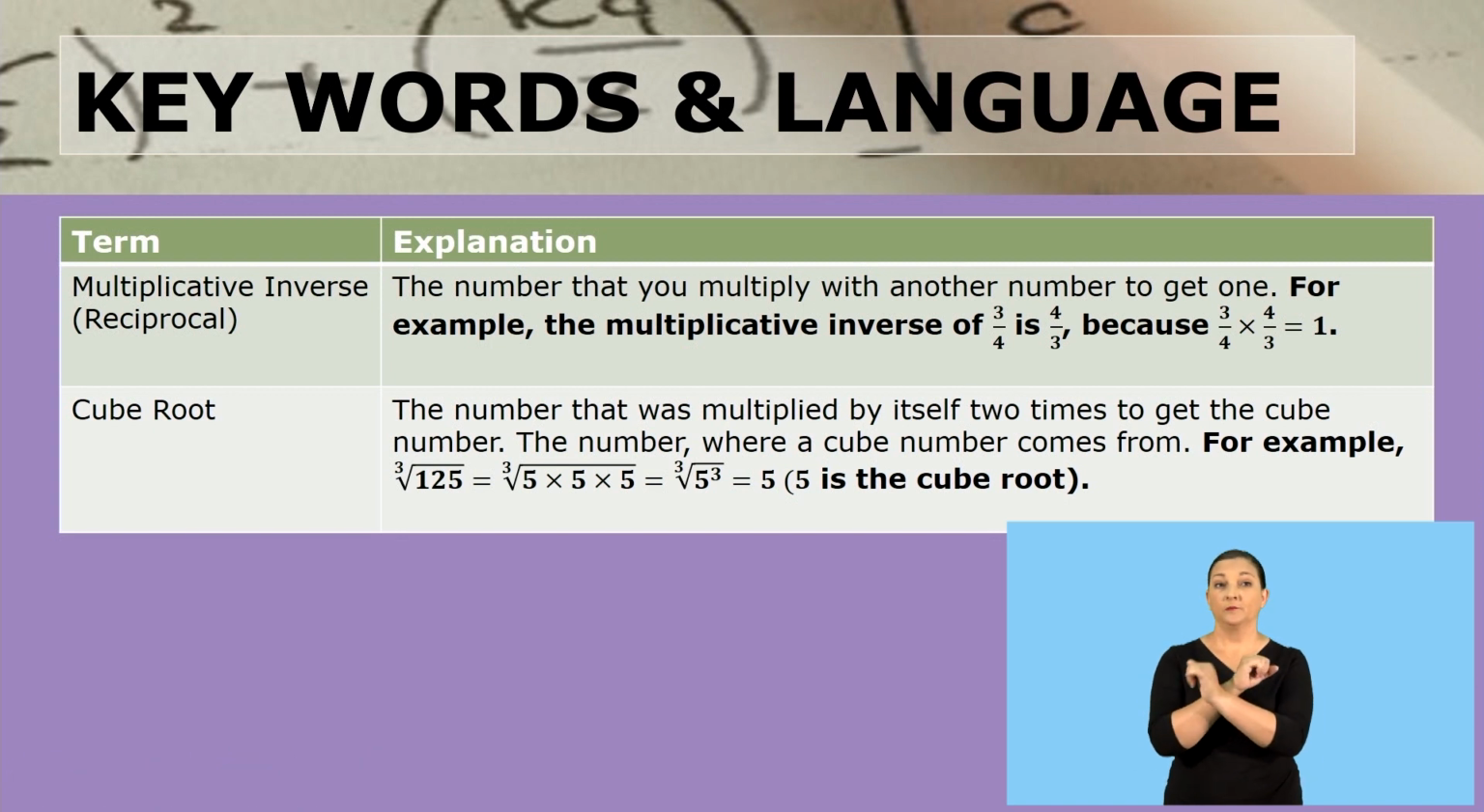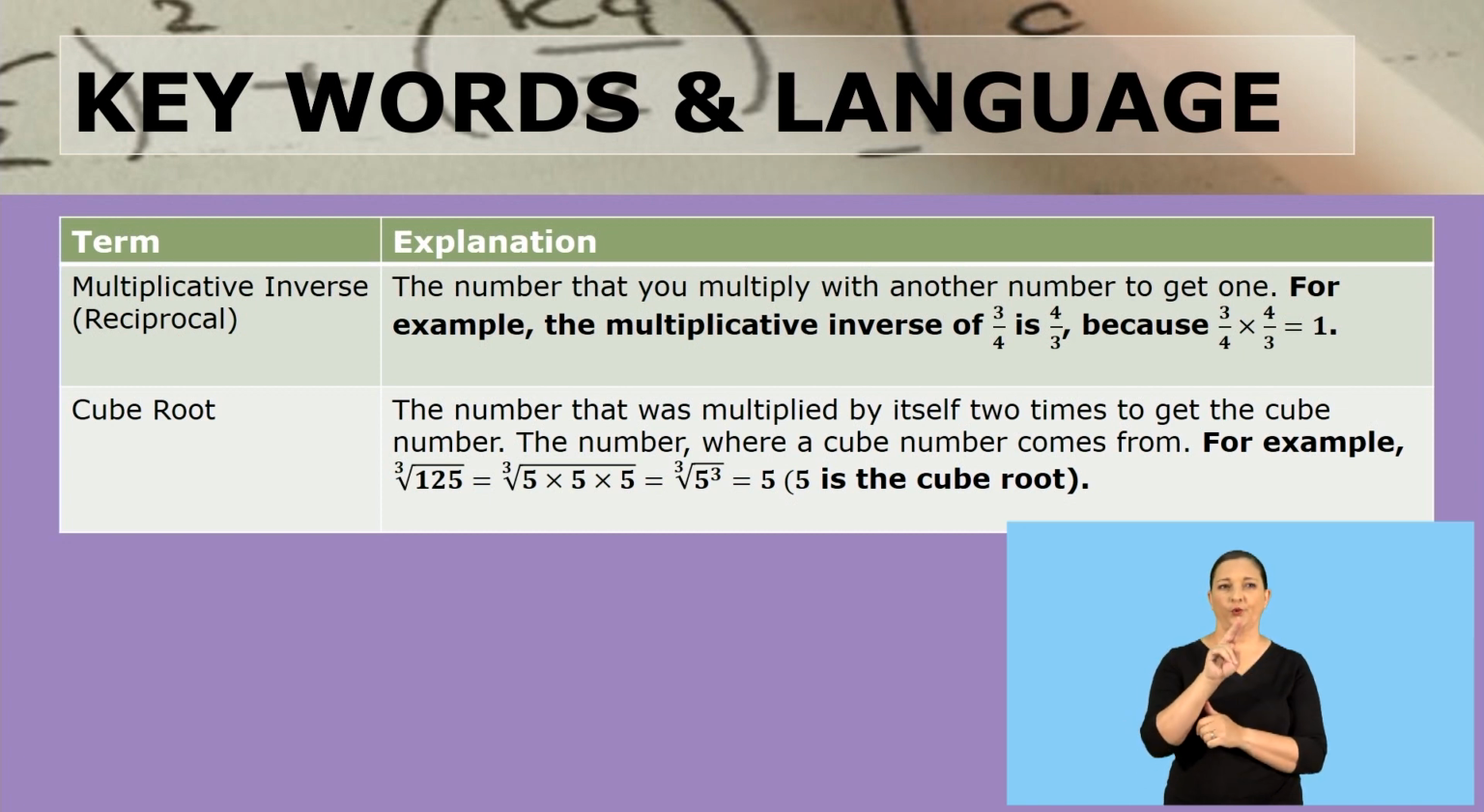Then we have a multiplicative inverse, which can also be called the reciprocal. That is the number that you multiply with another number to get 1. So for example, the multiplicative inverse of 3 divided by 4 is 4 divided by 3, because 3 divided by 4 multiplied by 4 divided by 3 is 1. So the answer there is 1. That's why these two are multiplicative inverses of each other.